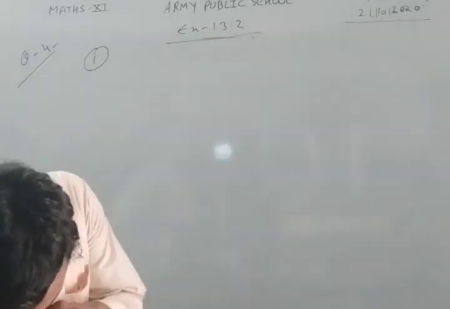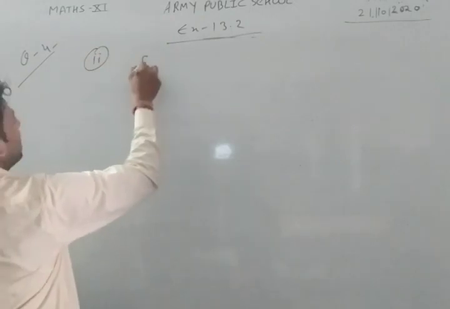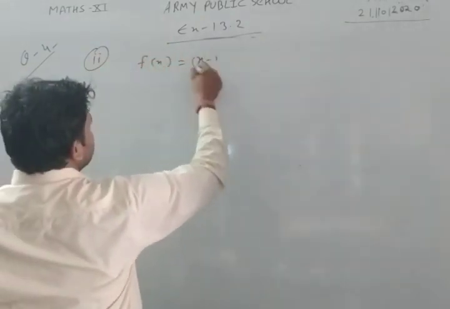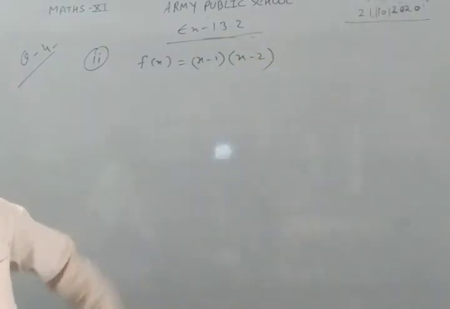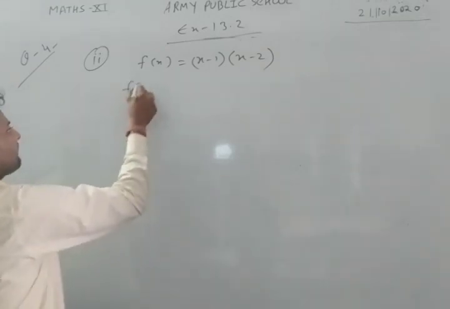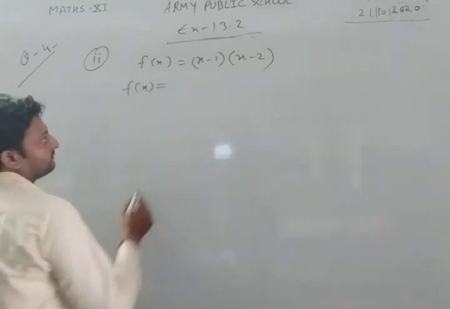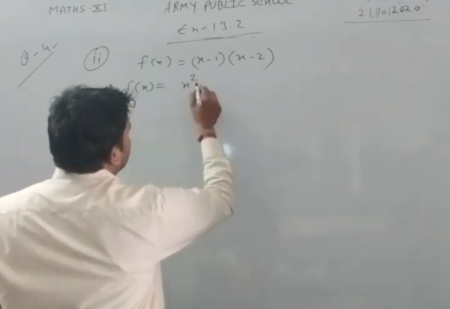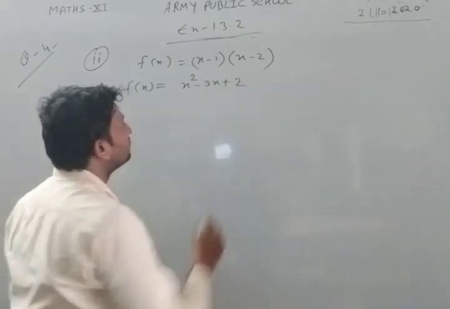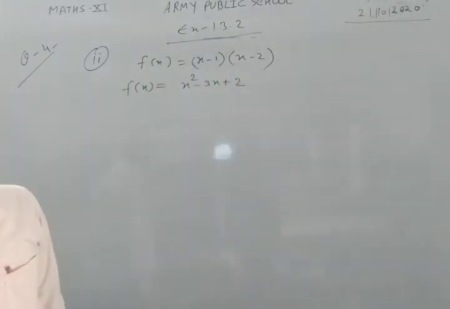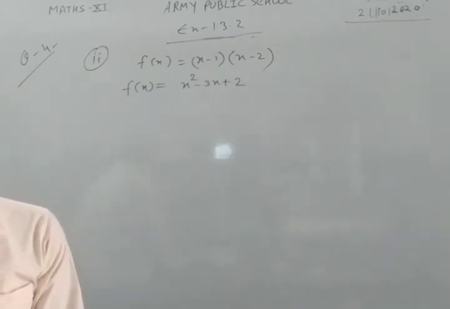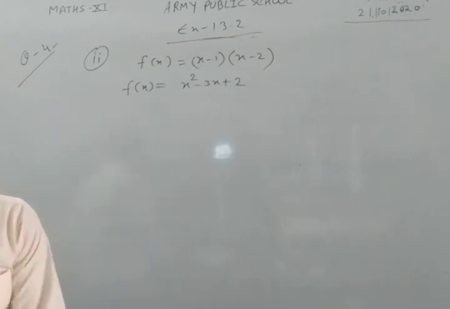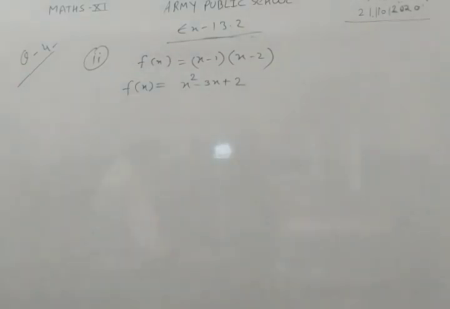Now the next question is the second. fx is x minus 1, x minus 2. We have to find the derivative of this function. So first what we will do, we'll write fx is x square minus 3x plus 2. Our function will be this after multiplication. So we get x square minus 3x plus 2.